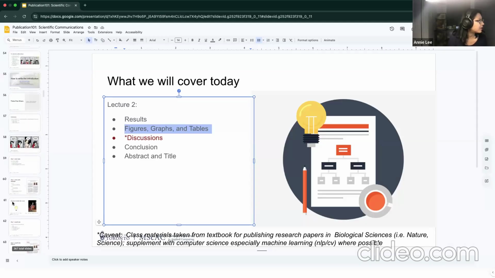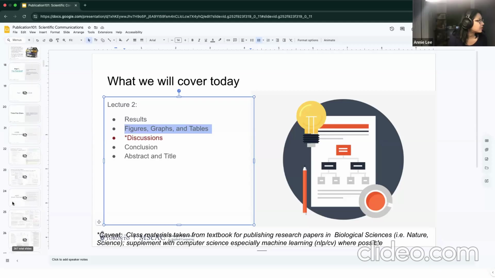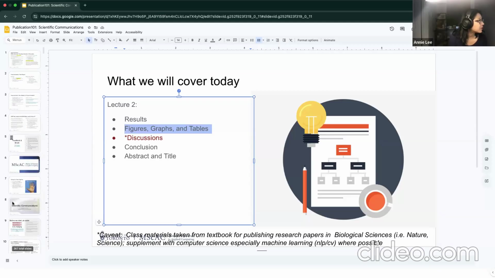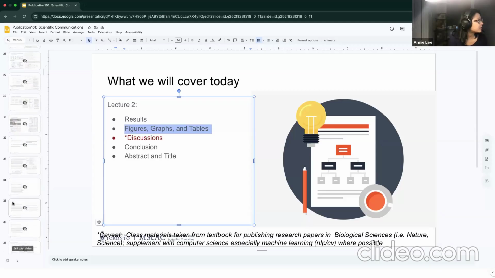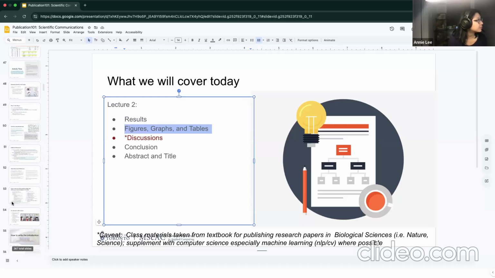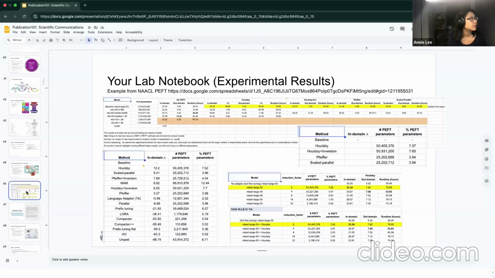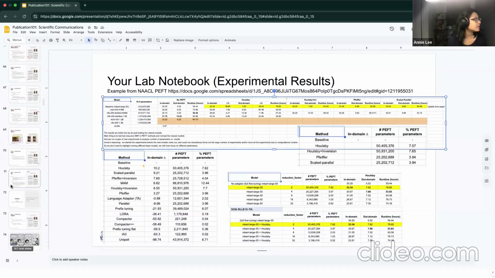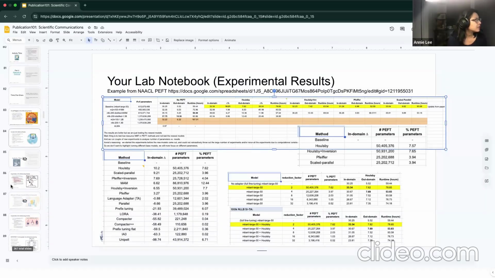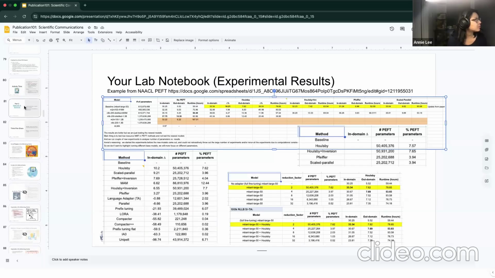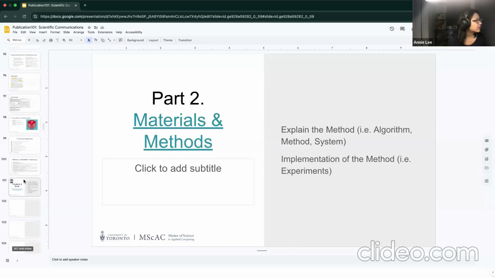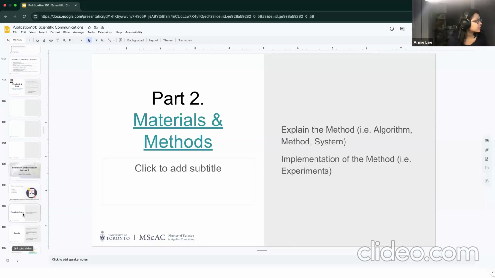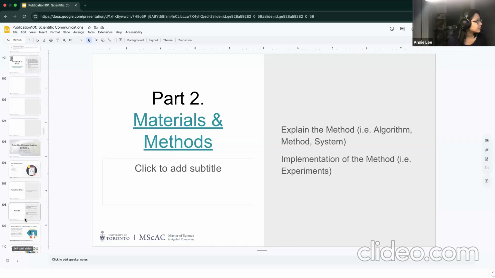I'm trying to see if I have a slide of the results. No, so I think I show you the results in Research 101. Oh, here it is. So this is like your lab notebook of your experimental results. This is not the most complicated project we've done. This is from one of the smaller projects that we've done. And I'm just going to put it into the results section.